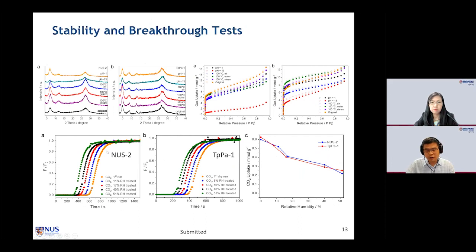We ran a COF in a breakthrough. We saturated the column with different levels of relative humidity. And we found that under a certain level of humidity, the carbon capture performance can be retained. That means because of the hydrophobicity, this material can be used for a certain level of wet CO2 capture.